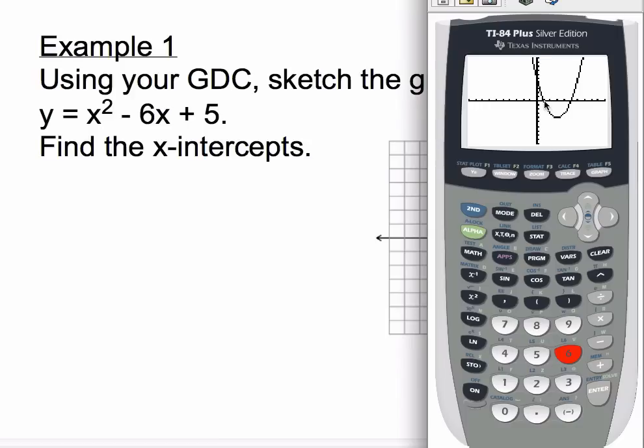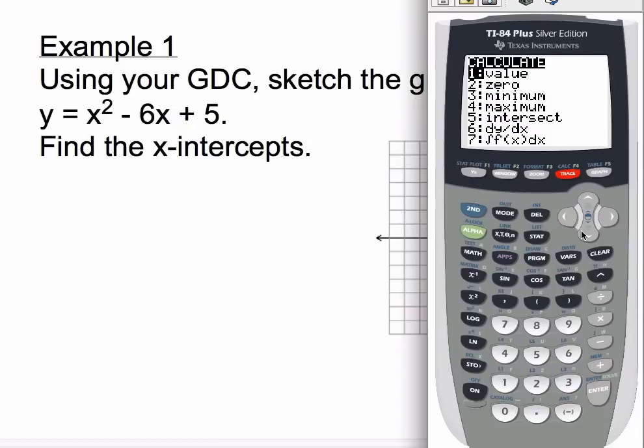And it looks like our x-intercepts might be 1 and 5 perhaps. But to make sure, and sometimes the x-intercepts are going to be decimals, we should go to second function, and you see calc right here over the F4 button, over the trace button. So our second function, calc, and we're going to calculate the 0. Okay, so that's another word for the x-intercept.